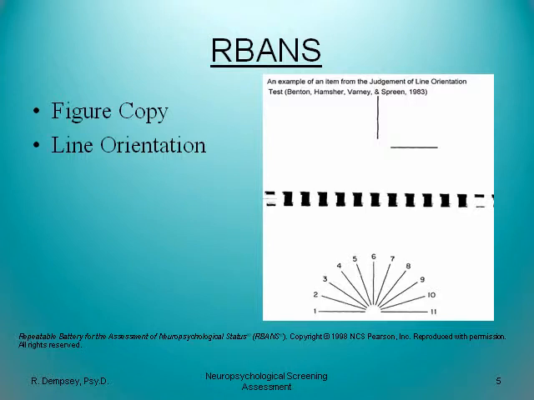Now, to interpret line orientation, I mean, it's obvious if someone has hemineglect and they don't see this half. They might just say, oh, there are no lines there. That's easy enough.